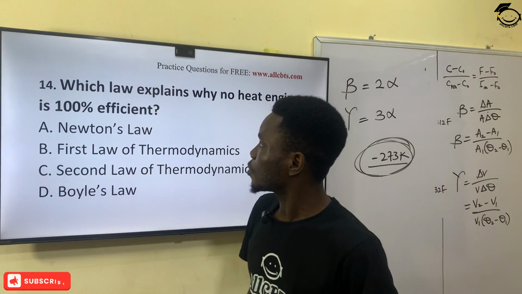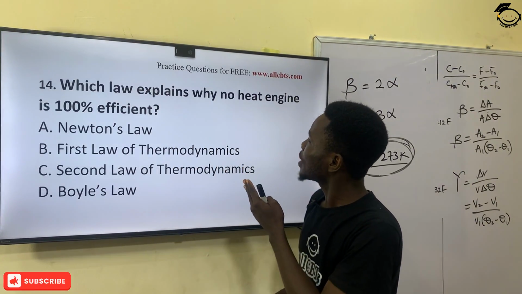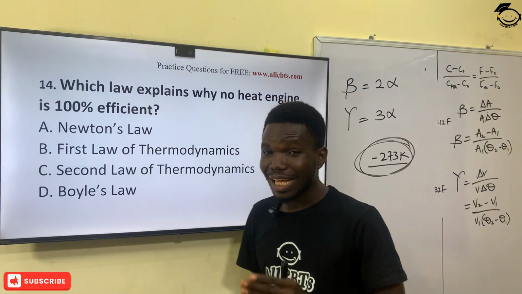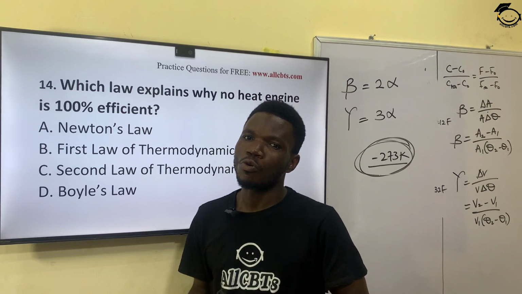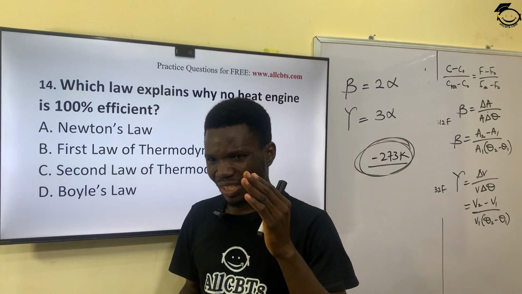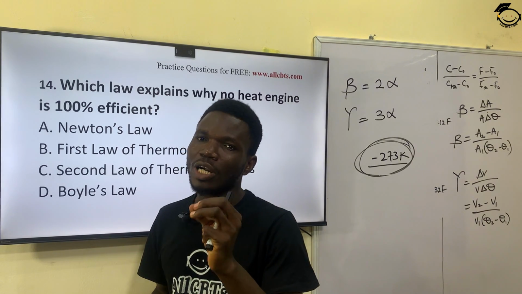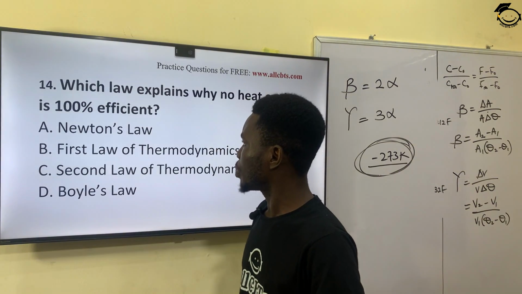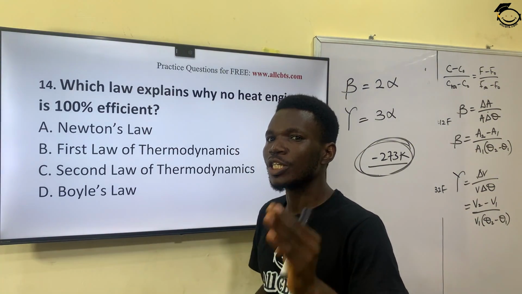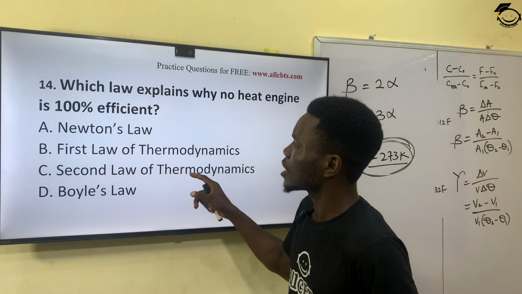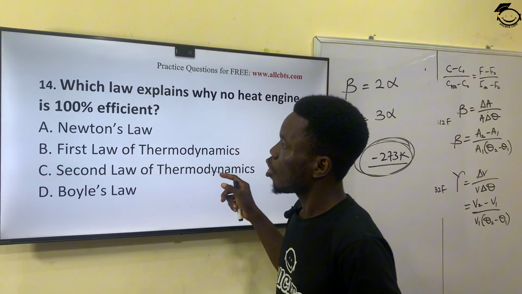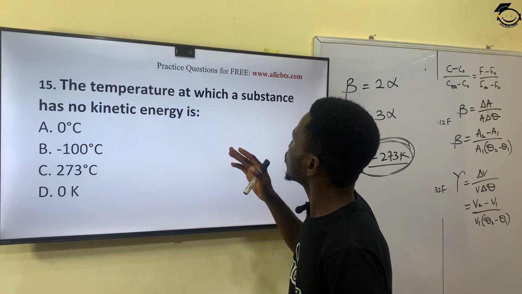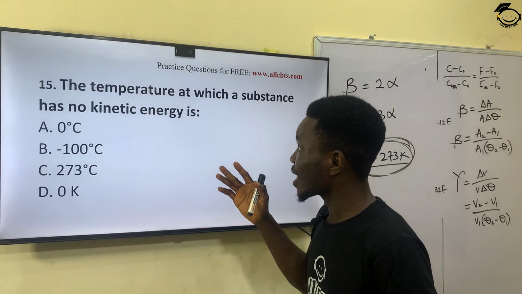So question number 14 says, which law explains why no heat engine is 100% efficient? That is the second law of thermodynamics, which talks about the natural transfer of heat from a hot body to a cold body, and when that happens, there is heat loss. That is the second law of thermodynamics, and that is option C.